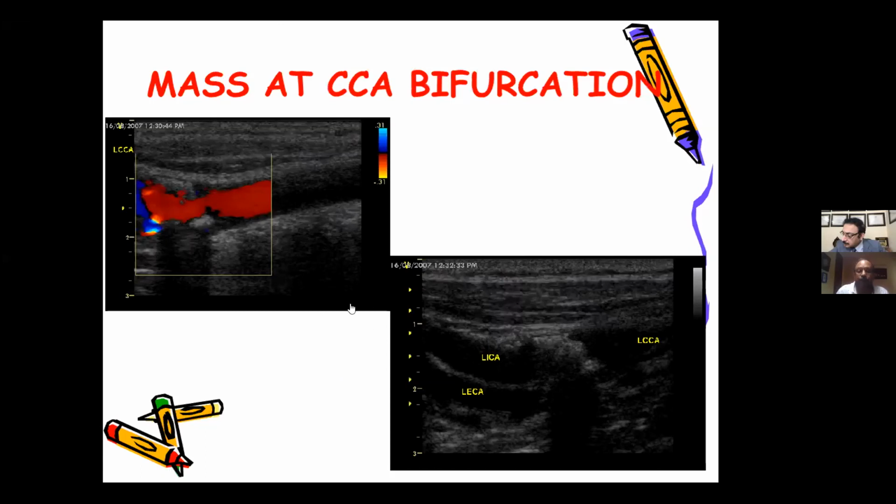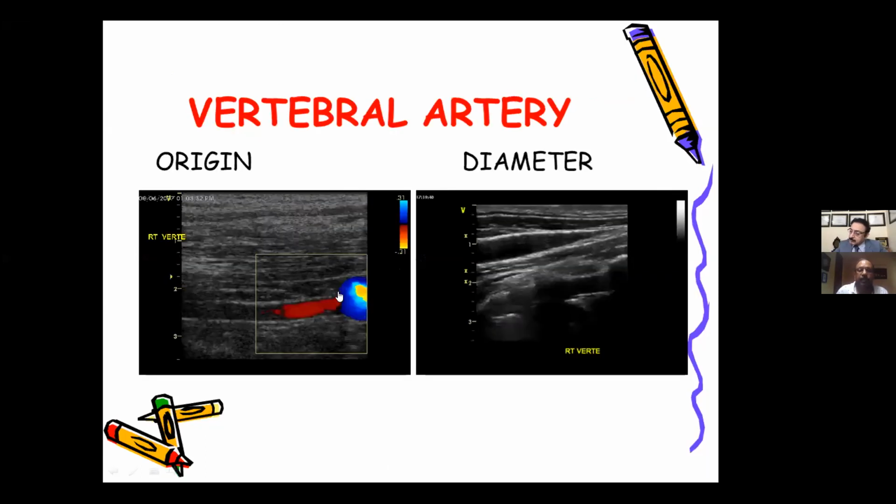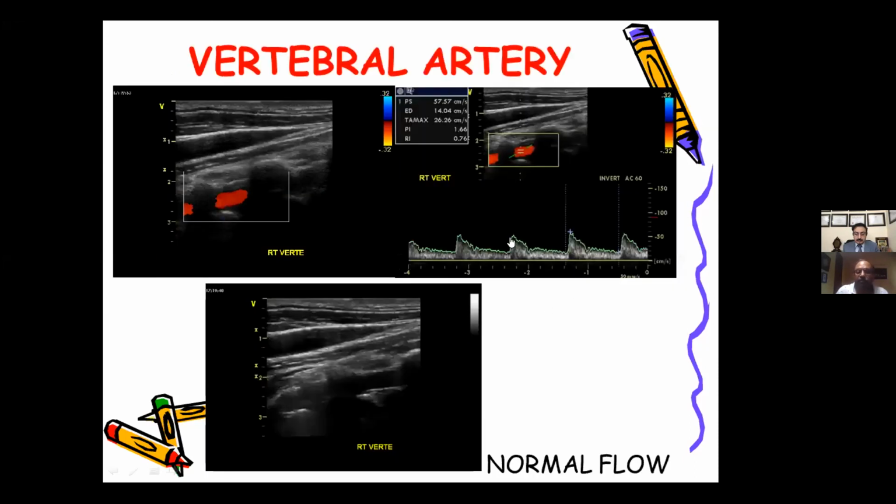This is what we always look for, the vertebral arteries. Here is the subclavian artery giving rise to the vertebral artery. It does show a normal flow, and then we follow at least 5 to 6 segments of the vertebral artery to demonstrate any obstruction of flow in the vertebral artery. We can see a vertebral artery flow. This is a low flow velocity, with good end diastolic velocity flow, or low resistance flow.